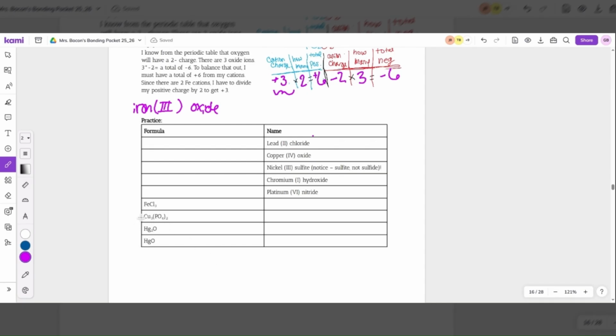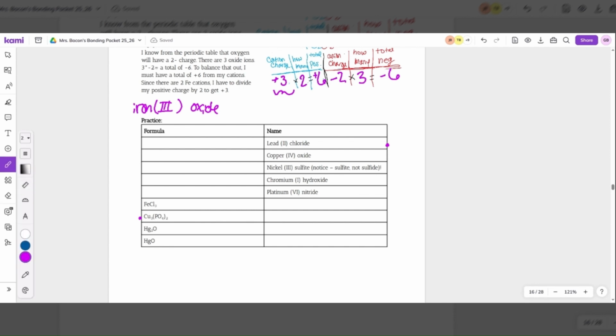So I'm going to do this one because I think it'll be challenging. And then I'll do that one because that one has both a transition metal and a polyatomic ion. And then I'll just do this one so you can see how that works.